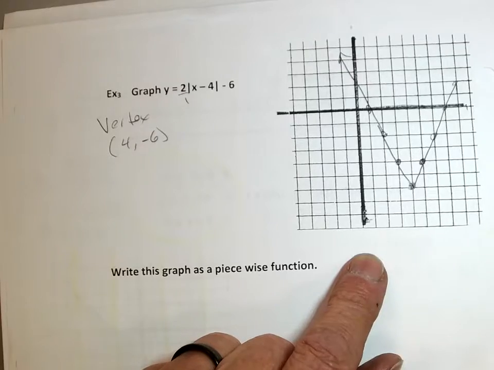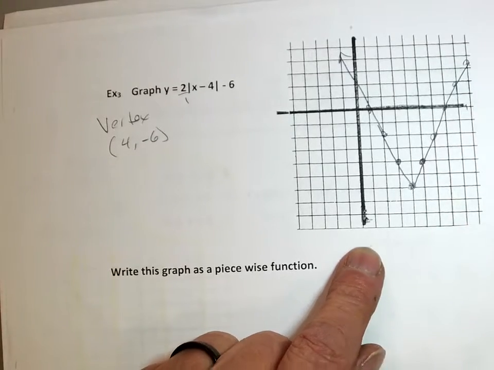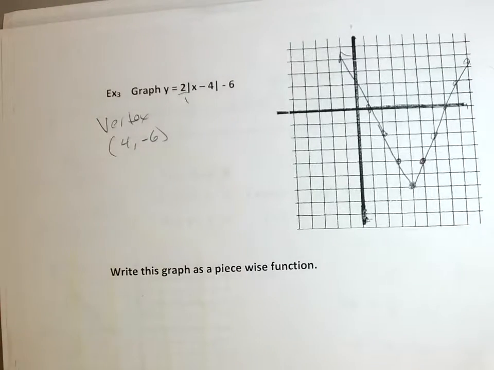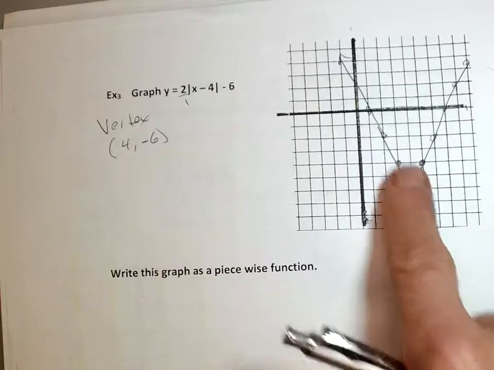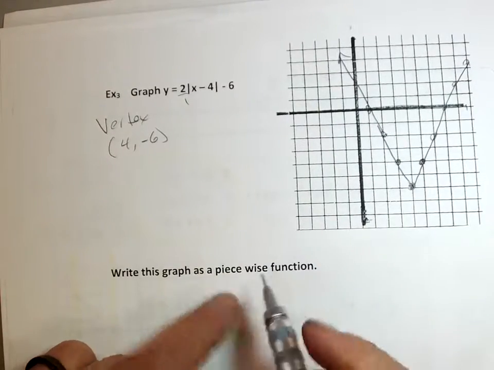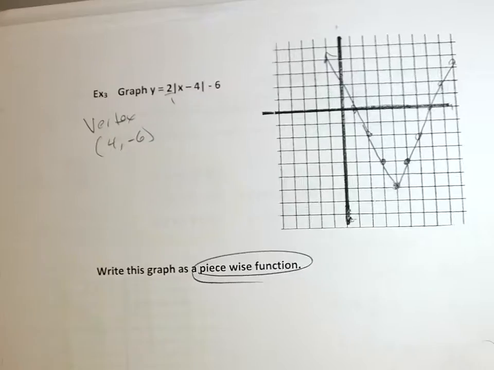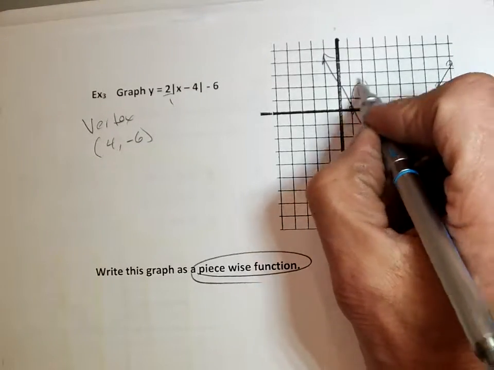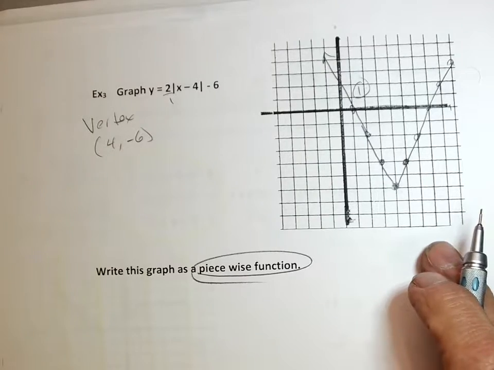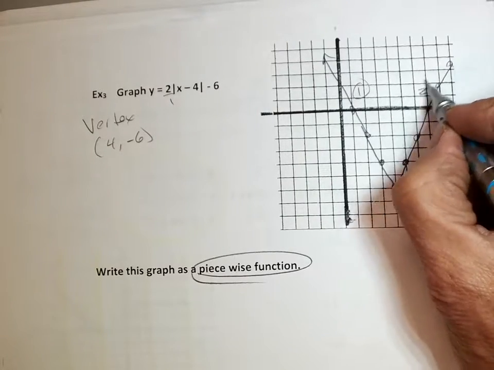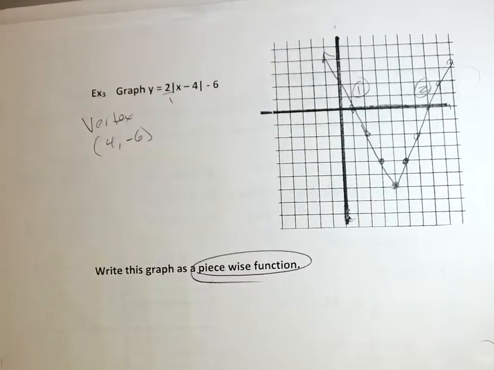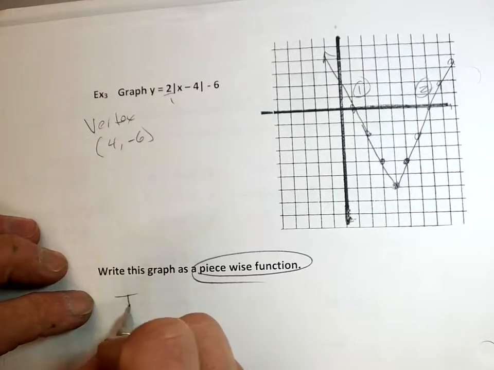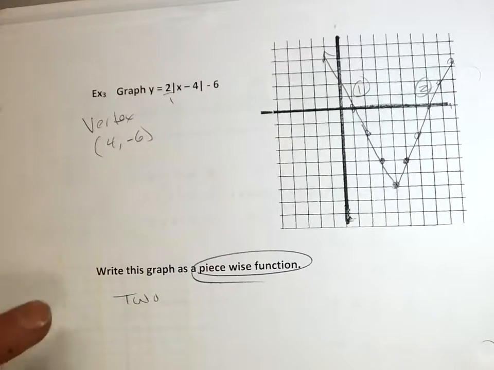Okay, how am I doing? Now, if we look at the absolute value graph, it really is made up of 2 different graphs, graph 1 and graph 2. So if we have to write this as a piecewise function, we need 2 graphs. Graph number 1 is the one coming down, and graph number 2 is the graph going up. So I need 2 equations.